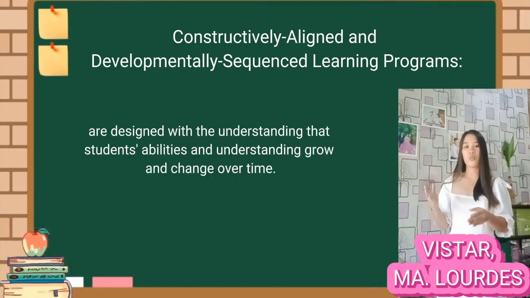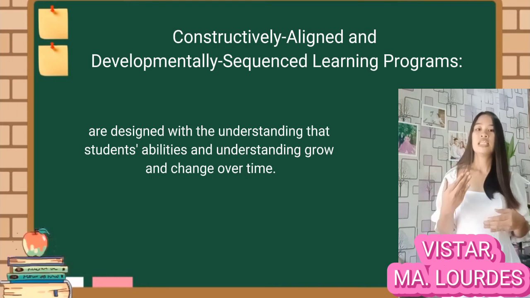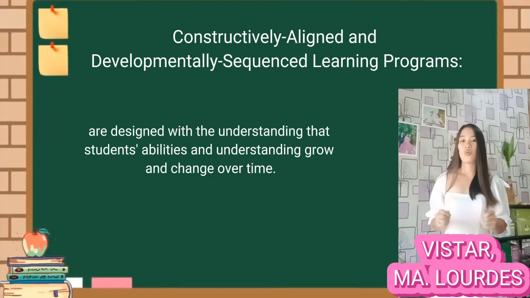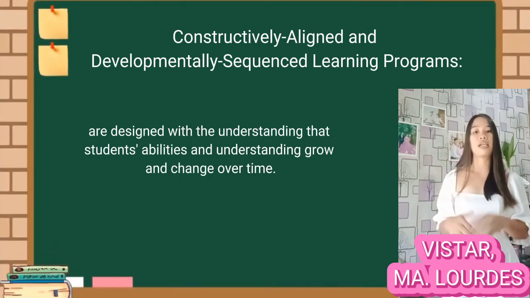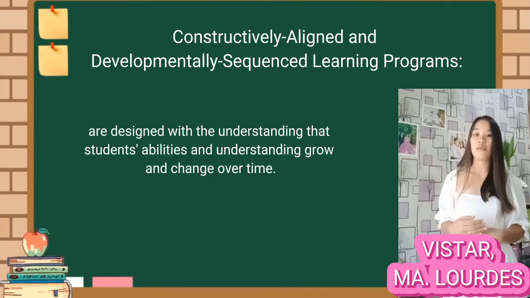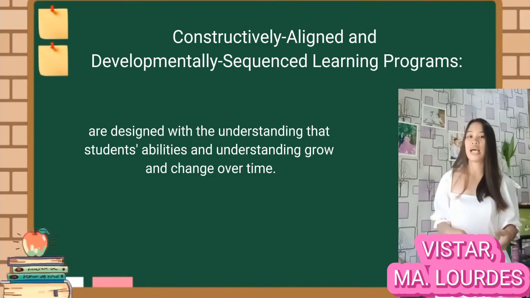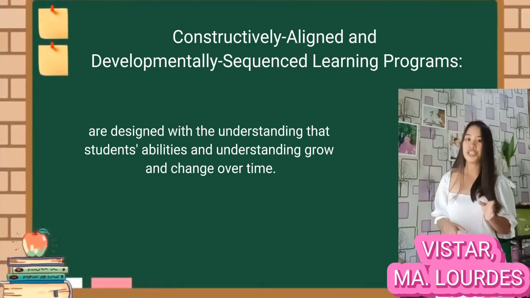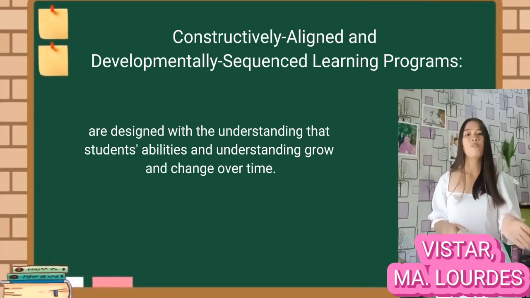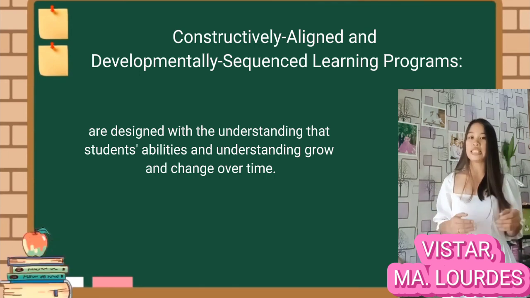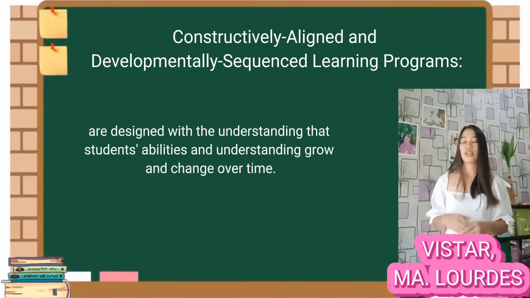On the other side, we have the developmentally sequenced learning program, and these are designed with the understanding that student ability and understanding grow and change over time. So, for example, in a language class, a student might start with basic vocabulary and sentence structure in the first year, then move on to more complex grammar and conversation skills in subsequent years.